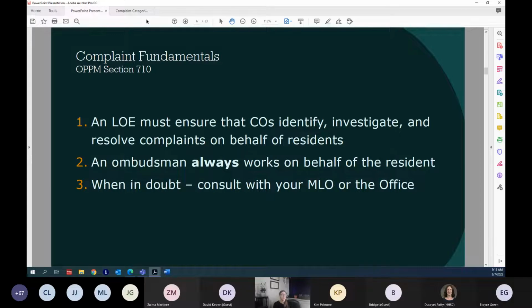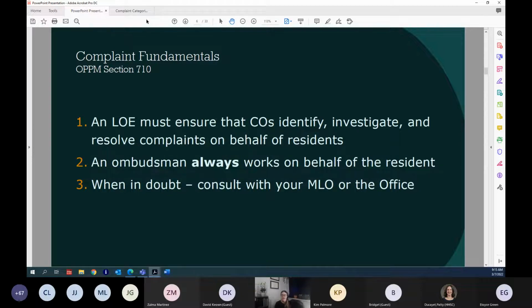So these are the Ombudsman complaint fundamentals. They apply in every situation, and when you're in doubt, if you come back to these three fundamentals, you can usually see a pathway out of some of the stickiest situations. The first one is that a local ombudsman entity, your organization, must ensure that certified ombudsmen identify, investigate, and resolve complaints on behalf of residents, what we just talked about in that past slide.